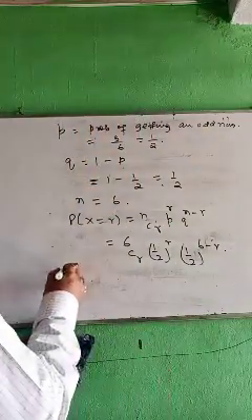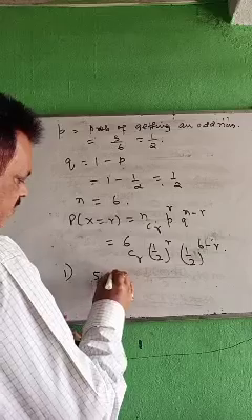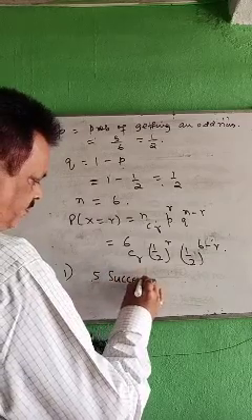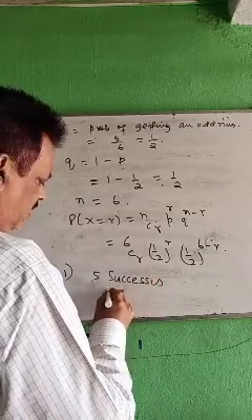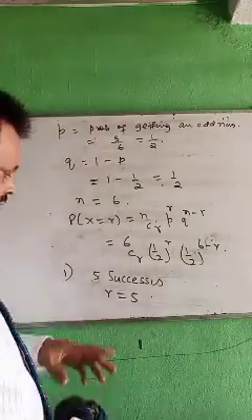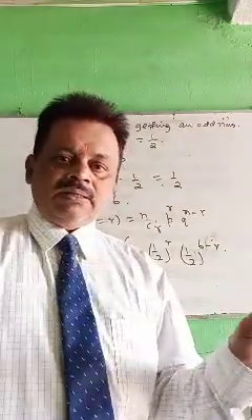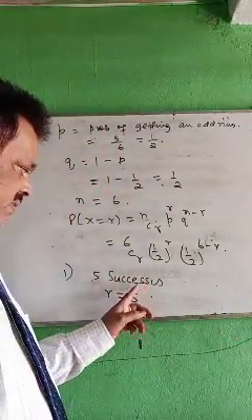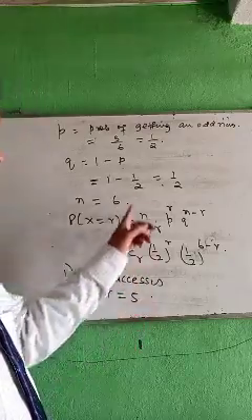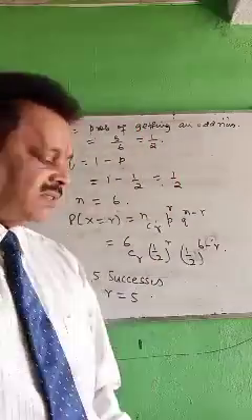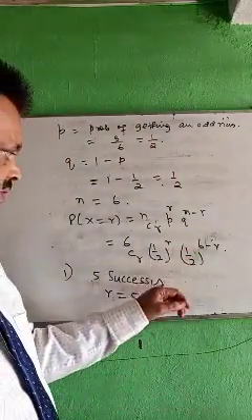After this, now we'll go to the question. What is our question? First question, 5 successes means your R equals 5. For 5 successes, the required probability is that 5 times you are successful in getting an odd number in 6 trials. So that is R equals 5. Put here.